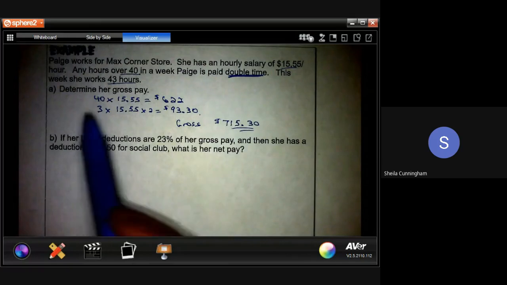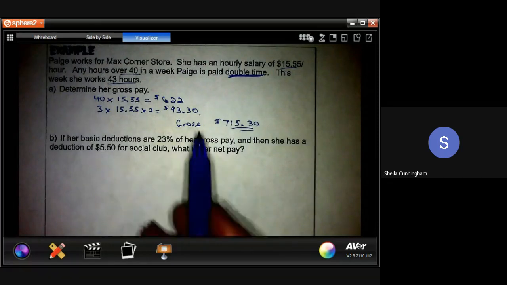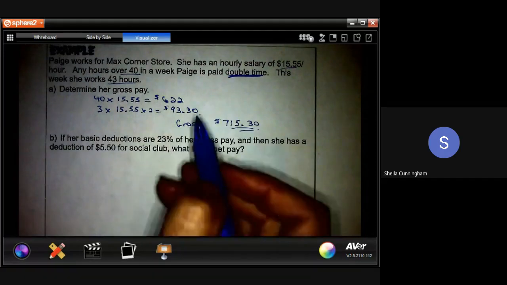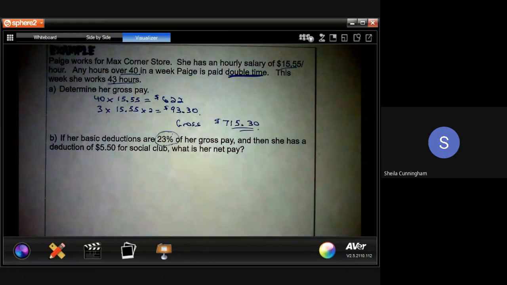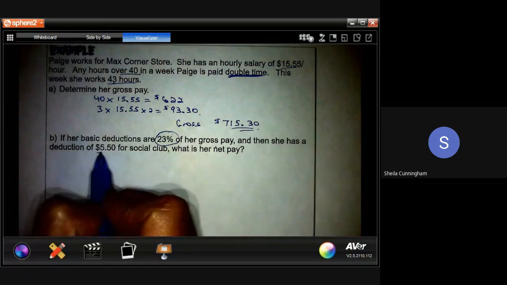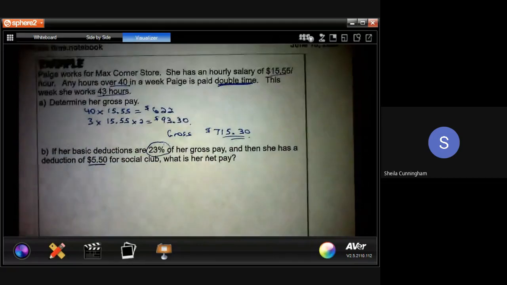Just like we've seen with questions like this, that was her gross, but now we're going to include the deductions in here. She's looking at 23% basic deductions that come off of her gross pay, and she also has a deduction of $5.50 for social club.